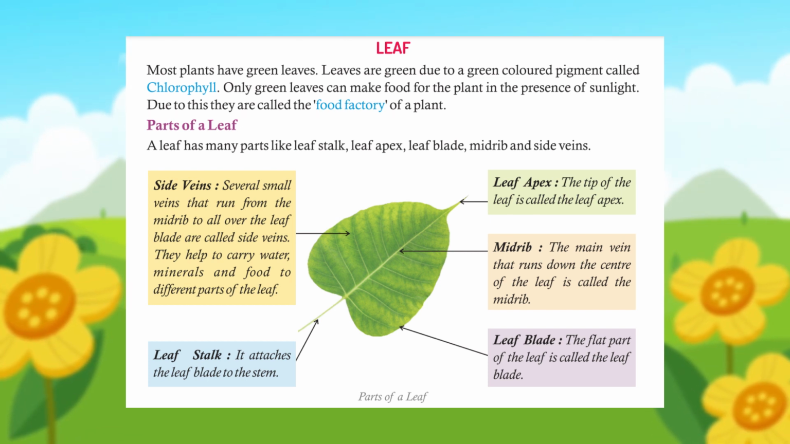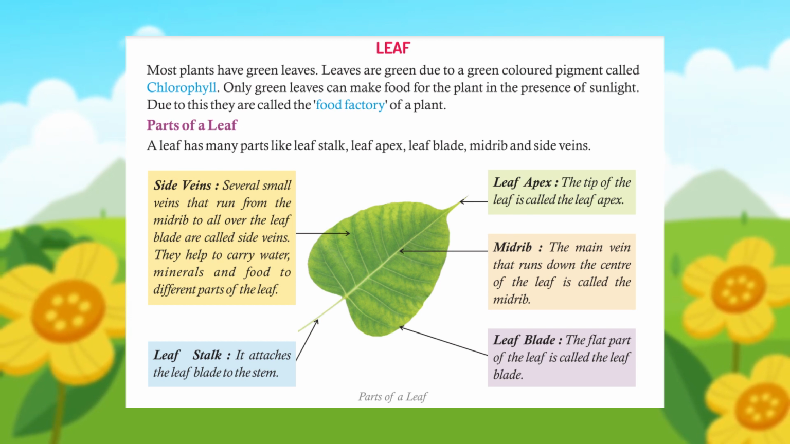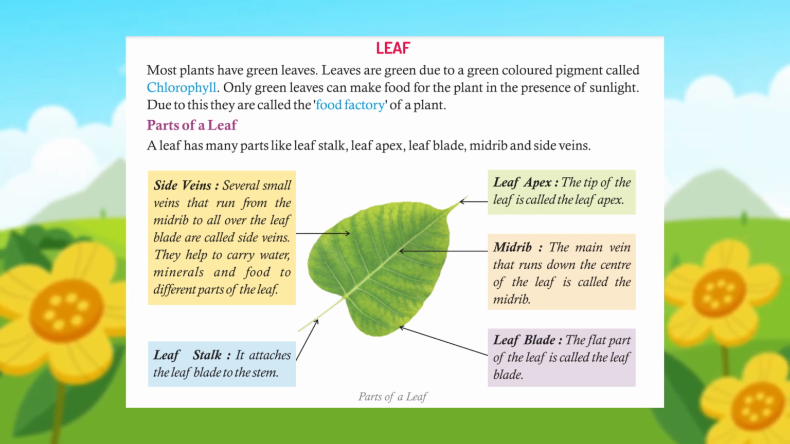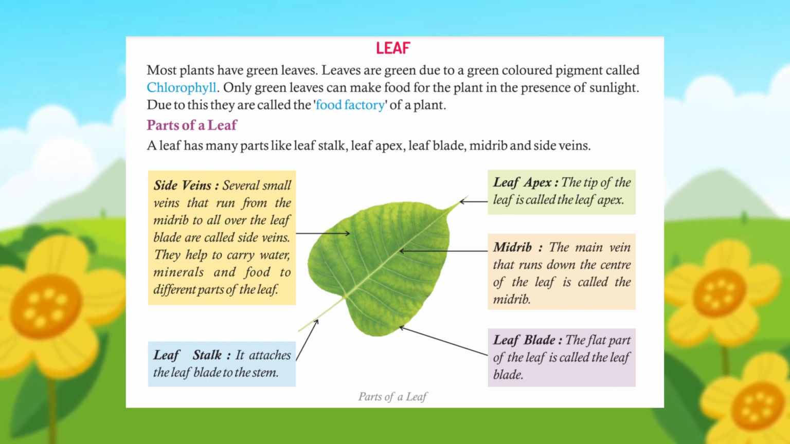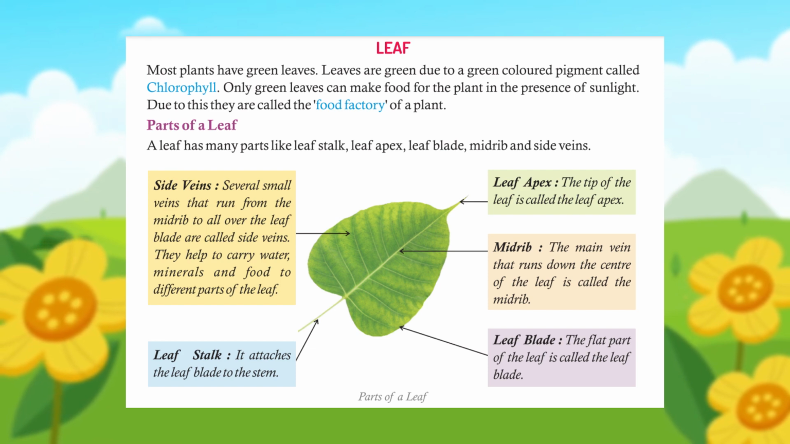Leaf apex: the tip of the leaf is called the leaf apex. Midrib: the main vein that runs down the center of the leaf is called the midrib. Leaf blade: the flat part of the leaf is called the leaf blade.